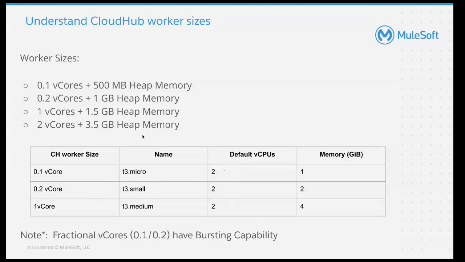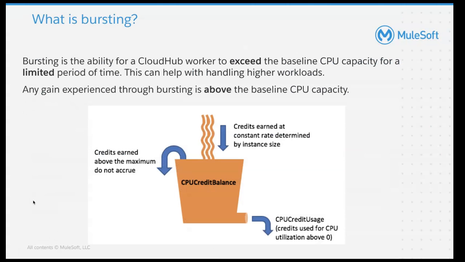And one thing to notice here is the fractional vCores, right? The 0.1 and 0.2 have the bursting capability. So if you are doing performance tests on 0.1 and 0.2, what you can see is usually really good performance in the first couple of hours, but then it starts degrading. That's because we have the bursting capability.